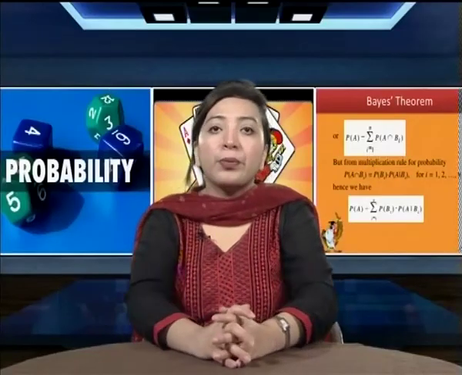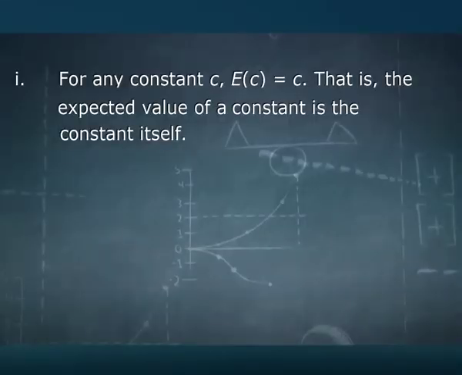Let's see some of the properties of expectations. First one: for any constant c, small c, expected value of c will be equal to c. That is, the expected value of a constant is the constant itself.